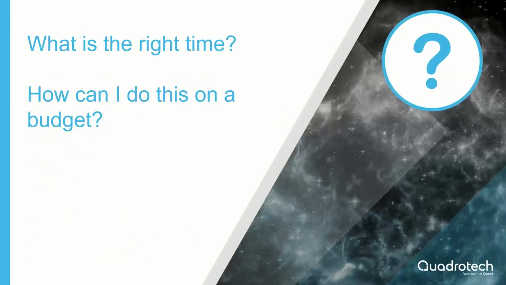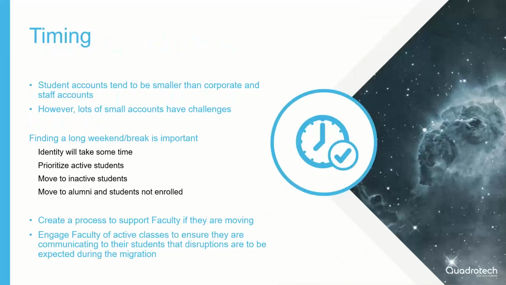On timing, when is the right time to perform these kinds of migrations, and how can this be done on a budget? From a timing standpoint, what we've seen is that student accounts tend to be very small compared to your corporate, faculty, or staff accounts. For email, students may have forwarding rules set up where they forward to their personal account versus logging onto their Outlook EDU account.